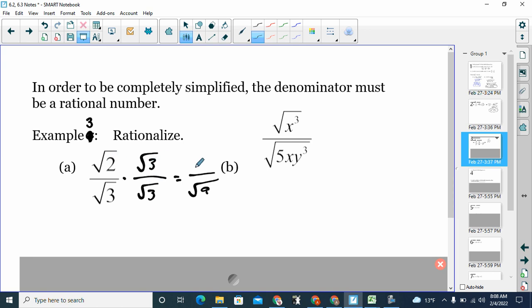Root 2 times root 3 is root 6. Root 6 does not reduce. Leave it alone. Root 9 is 3. Notice I no longer have a root on the bottom.